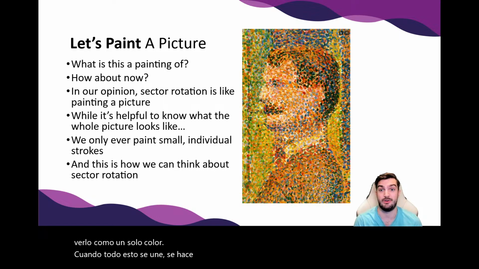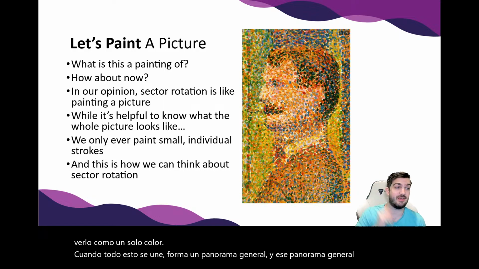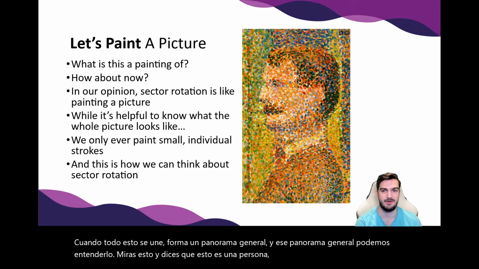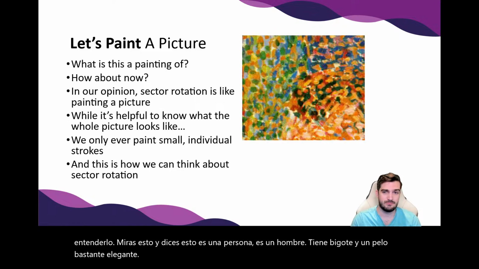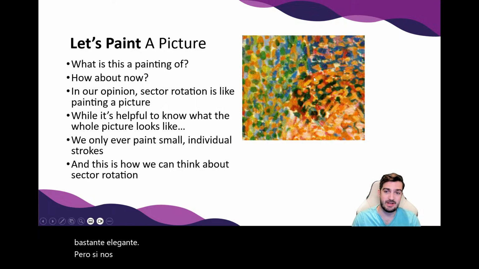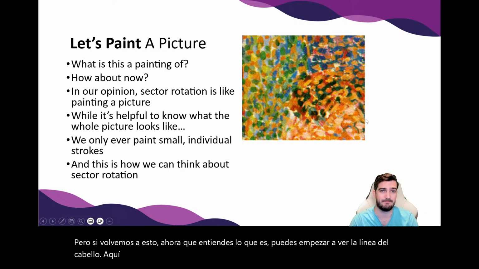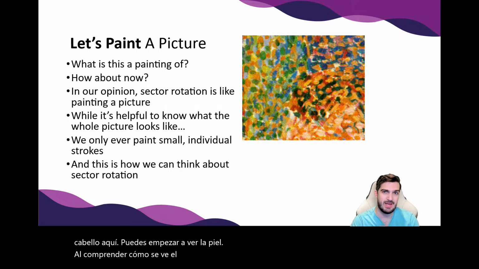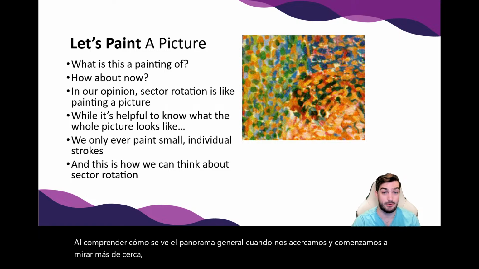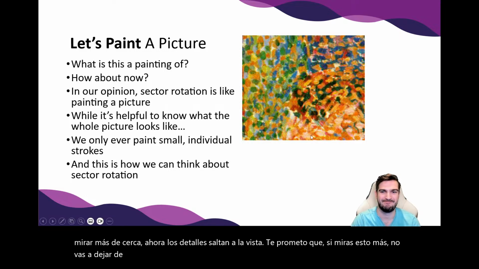When all of this comes together, it makes a big picture. And that big picture we can understand. You look at this and you say, this is a person. It is a man, he has a mustache, and some pretty fancy hair. But if we go back to just this, now that you understand what it is, you can start to see the hairline here. You can start to see the skin. By understanding what the big picture looks like, when we zoom in and we start to look closer, now the details pop out. I promise you, if you look at this more, you're not going to unsee his bright, shiny forehead. They literally put a little bit of white in there so it glistens. It is shiny.